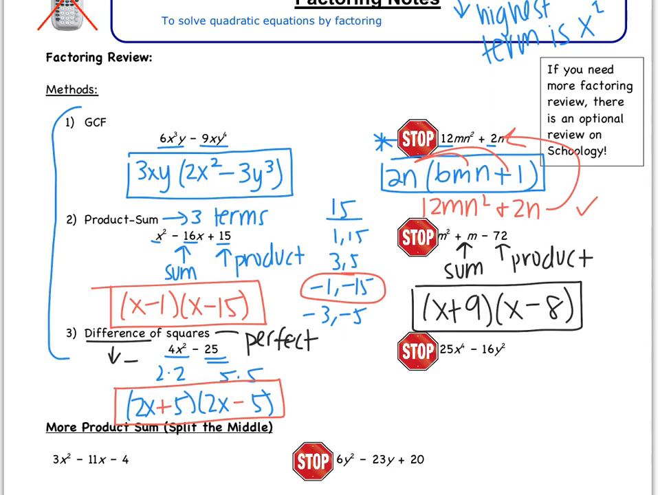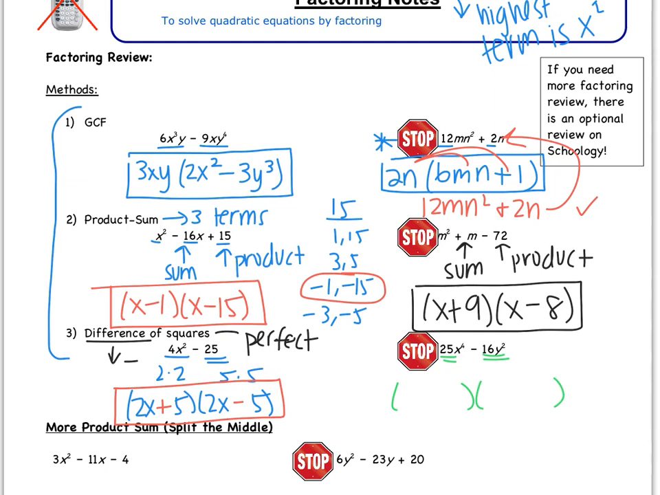This one's a little tricky. You have to be able to recognize it right off the bat. You're going to know something is a difference of squares if all of your terms are perfect squares. So if we look at the stop sign problem, 25 is a perfect square. It's 5 times 5. 16 is a perfect square. It's 4 times 4. So I'm going to start you out.